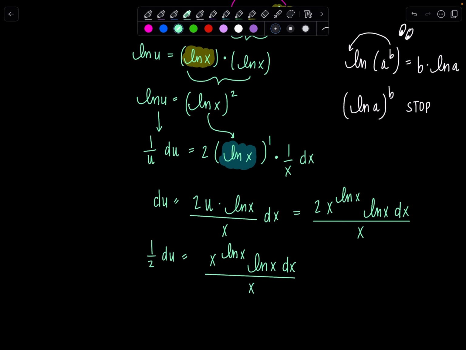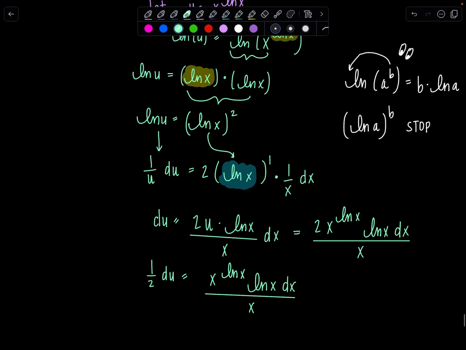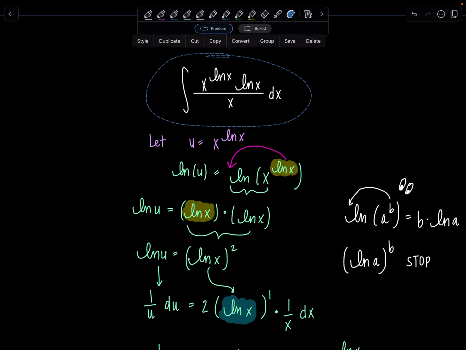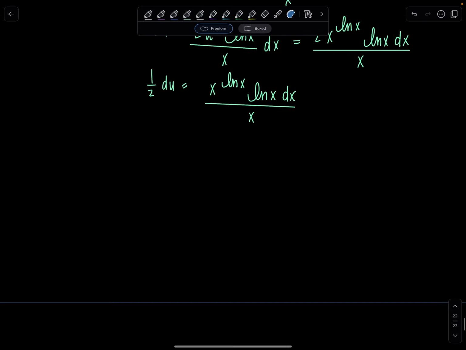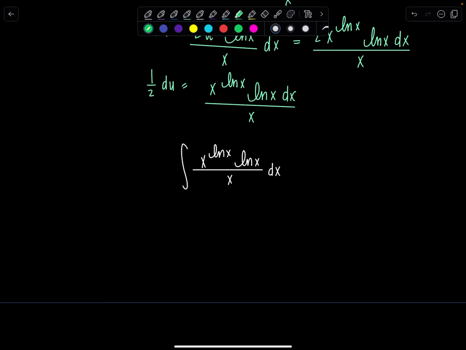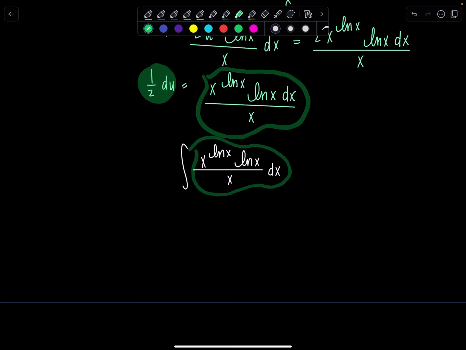It might feel like a lot of wizardry, you know what I mean? It's just manipulating things around. And so let me go back here. I'll paste this down so you can see how beautifully everything's going to work out. Oh me, oh my. So now all of this is equal to 1/2 du, and that's exactly my integral. So literally this whole integral just becomes 1/2 du.